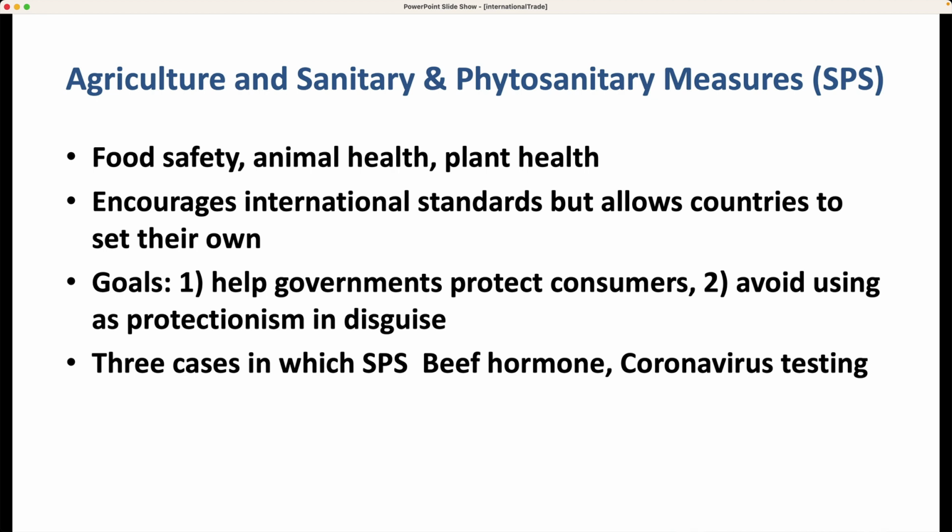There are several cases of this that have happened with SPS. Beef hormones: the U.S. allows hormone use, and Europe doesn't want that hormone use. Coronavirus testing has also come into play here. China tested goods for coronavirus, and that was viewed as a restriction to trade.